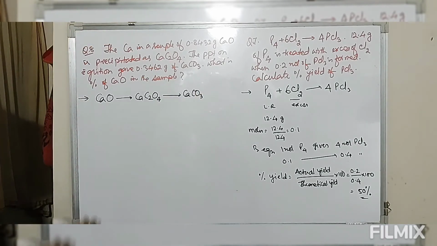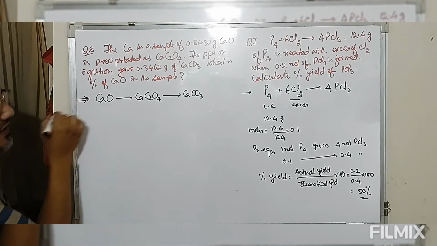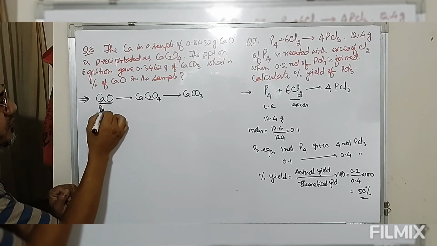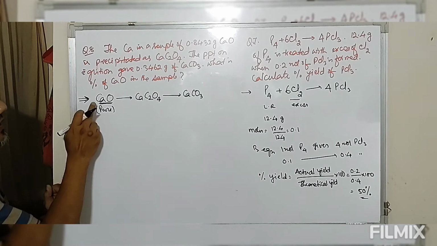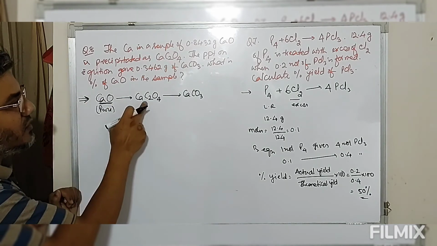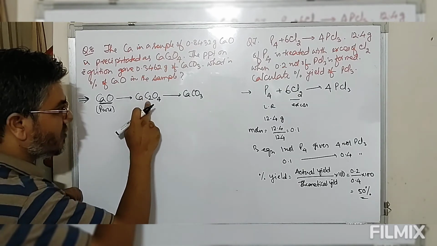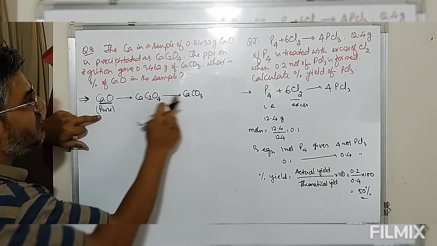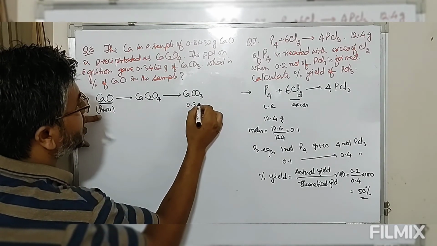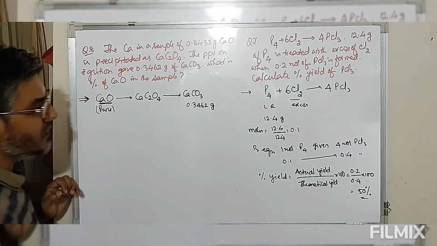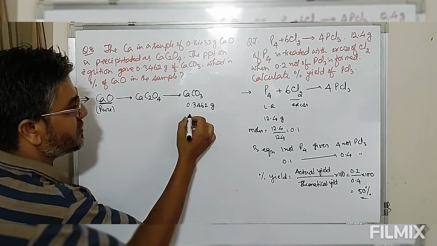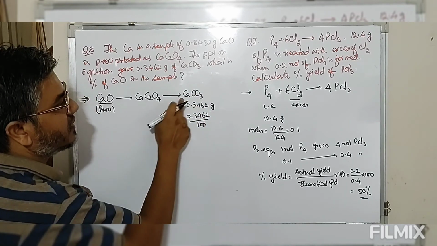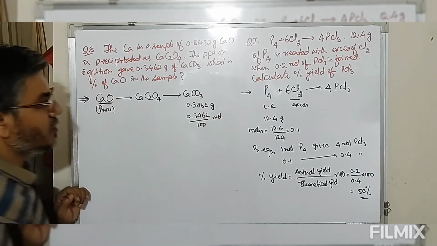So if you look at this conversion very carefully, 1 mole of pure calcium oxide, because this reaction is coming from pure calcium oxide, gives you 1 mole of calcium oxalate. 1 mole of calcium oxalate on heating gives you 1 mole of calcium carbonate. So with this pure, what is the mass formed? 0.3462 gram is formed. So we can convert this into number of moles. So this is 0.3462 divided by 100. Gram molecular mass of calcium carbonate is 100. So this is moles.